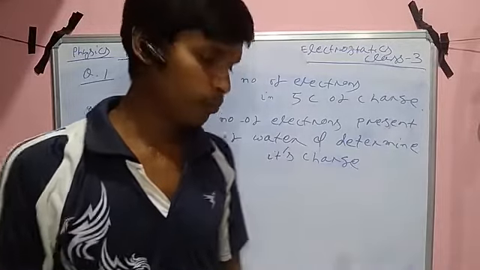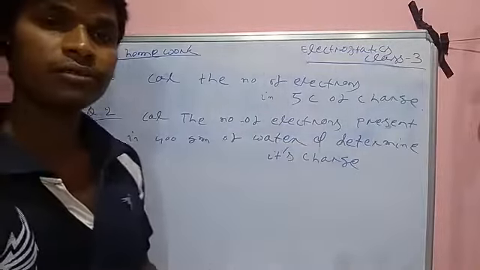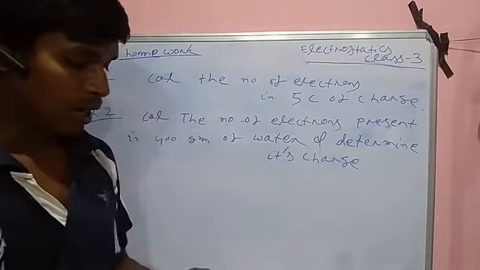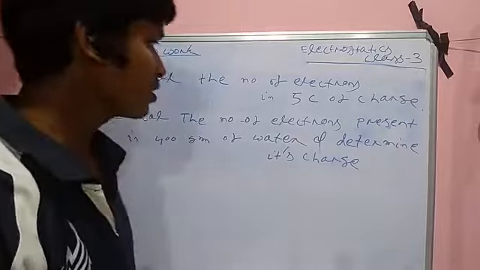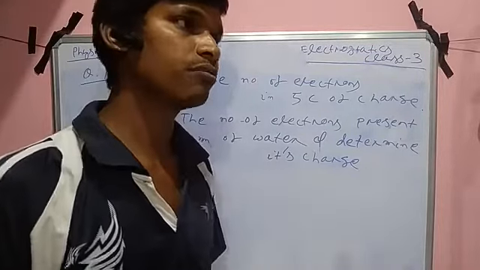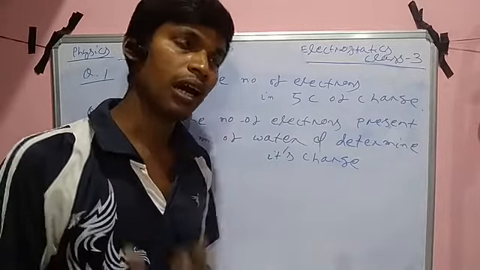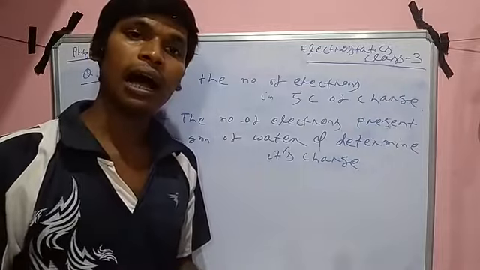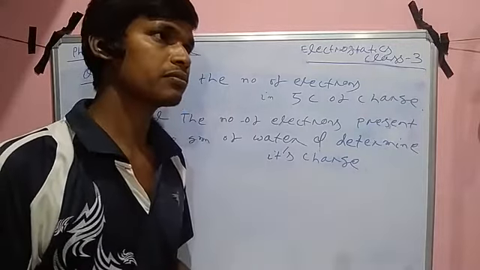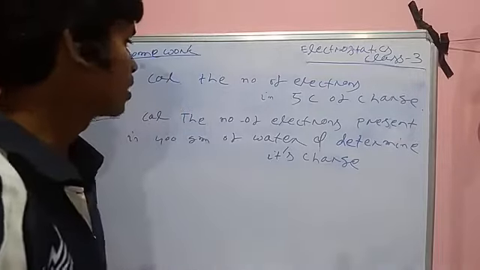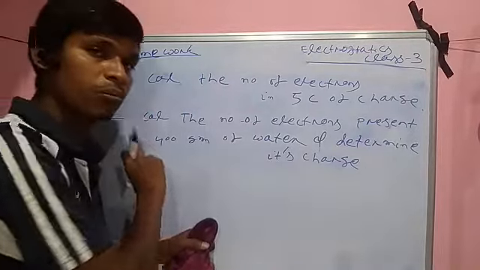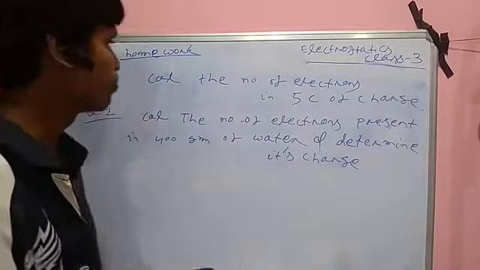Class number 4. In the previous class, we discussed the properties of charge, and after that one problem was solved, and I had given two problems as homework, question number 1 and question number 2. Question number 1: calculate the number of electrons in 5 coulomb of charge. That is the homework. Its solution, the first question solution.